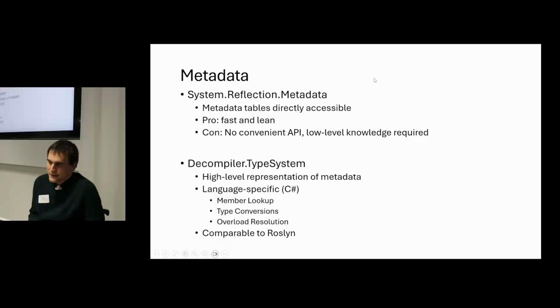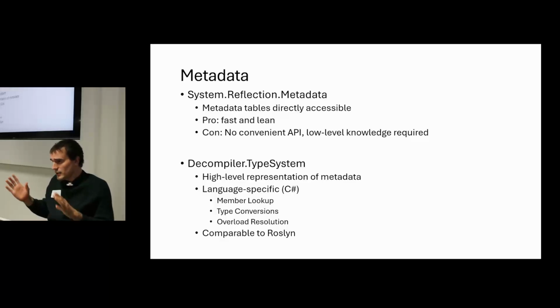So the second step is we actually need to load the metadata. We're using SRM for that, or System Reflection Metadata. That's a library provided by Microsoft. It's used by Roslyn. It's used by the .NET Runtime. Basically, everyone uses it. And the one really good point about that library is, you may remember Mono.Cecil. It's a bit heavy, and System Reflection Metadata allows you to access all the tables directly, and it's fast.